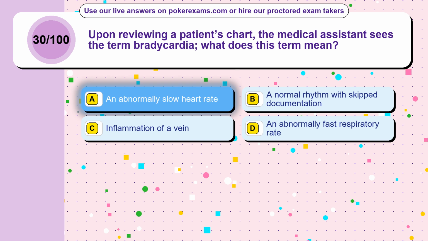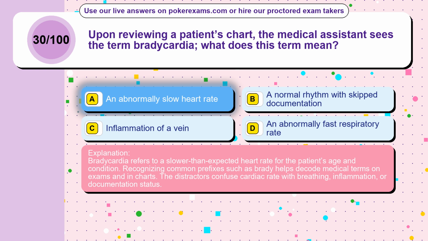The correct answer is option A. An abnormally slow heart rate. Bradycardia refers to a slower than expected heart rate for the patient's age and condition. Recognizing common prefixes such as Brady helps decode medical terms on exams and in charts. The distractors confuse cardiac rate with breathing, inflammation, or documentation status.